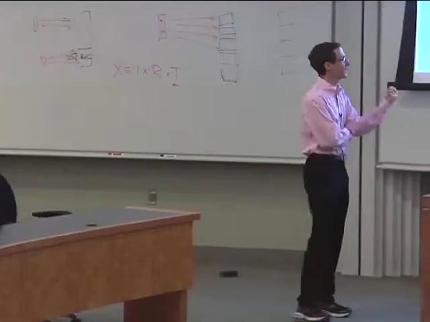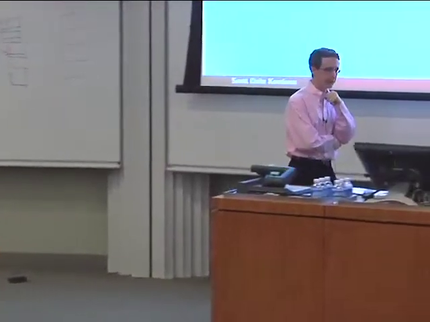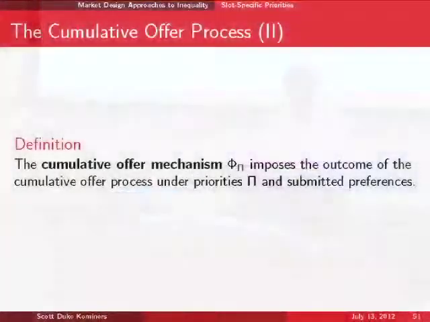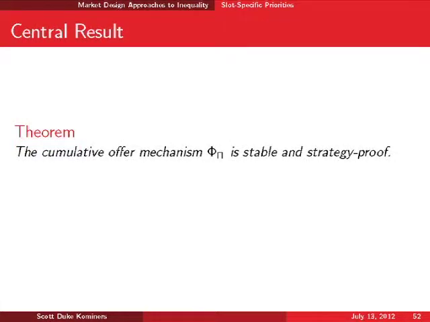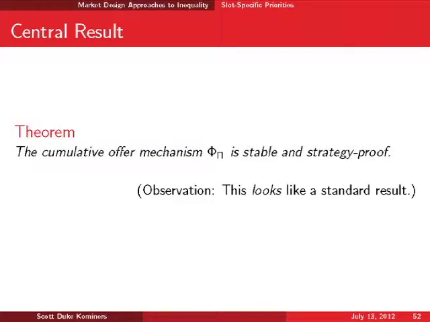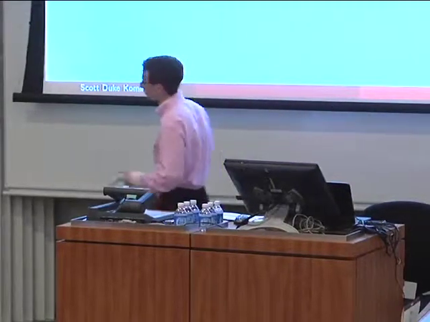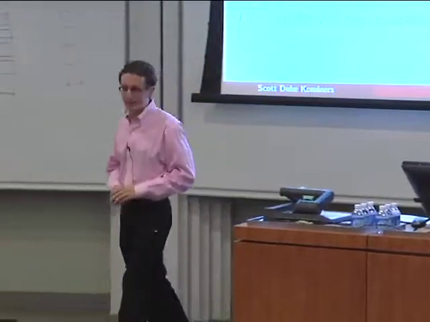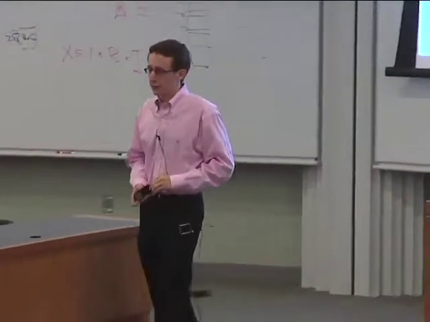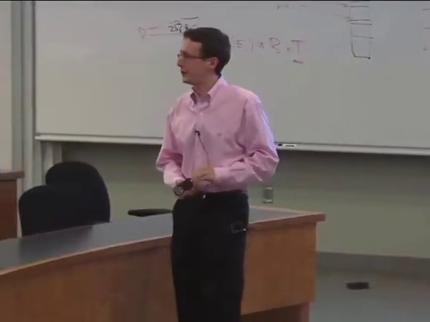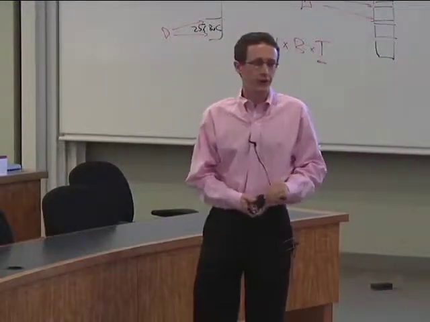The cumulative offer mechanism implements the outcome of the cumulative offer process, and the central result is that it's stable and strategy proof. So this looks like a standard result, sort of the result we've been seeing all over the place throughout this sequence of talks. It turns out to actually be non-standard. We have to go through a fairly complicated set of steps to get there. The reason being that usually there's alignment of interest among the agents. In these markets, there aren't.